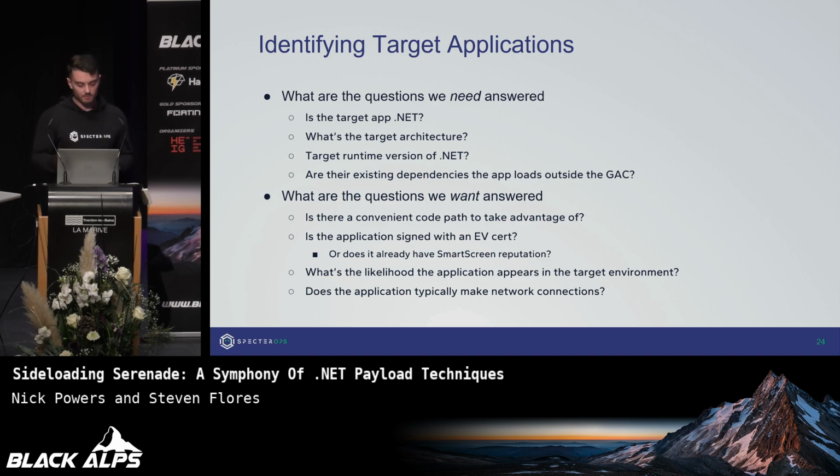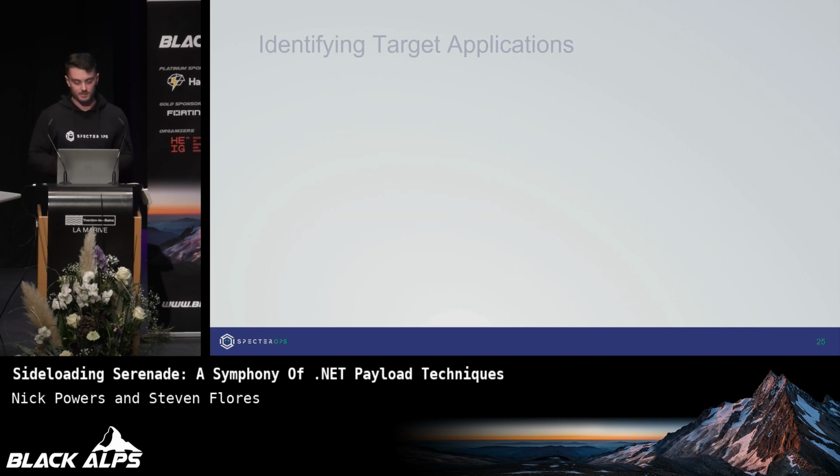And then some questions that we want answered: information about the code signing certificate, for example, is it authentic code? Is it an EV code signing certificate? Because if it's EV, then it'll afford us additional benefits such as immediate SmartScreen reputation, which could be very beneficial in the case of initial access. And other behavioral information about the application. Does it make network connections? Does the EDR on the machine expect that process to make network connections?